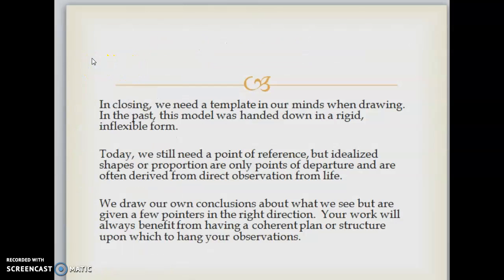In closing, we need a template in our minds when drawing. In the past, this model was handed down in a rigid and inflexible form. Today, we still need a point of reference, but idealized shapes or proportions are only points of departure and are often derived from direct observation from life. We draw our own conclusions about what we see, but are given a few pointers in the right direction. Your work will always benefit from having a coherent plan or structure upon which to hang your observations.